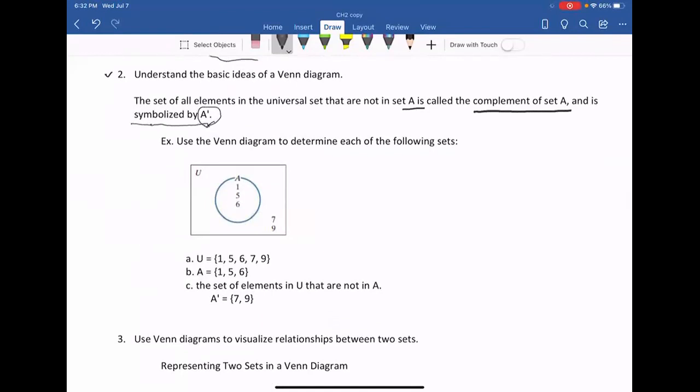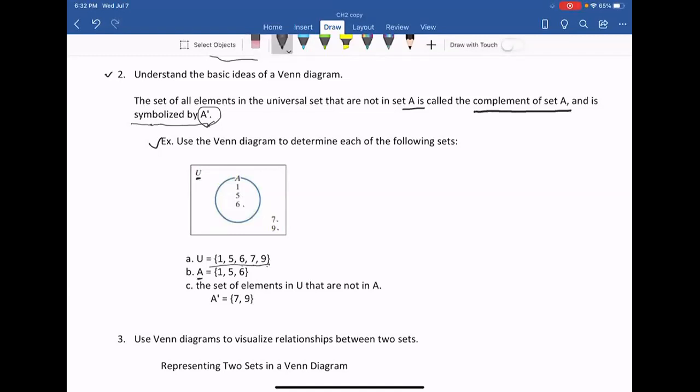Use the Venn diagram to determine each of the following sets. So here you see a Venn diagram, and U is the universal set. It contains every element, including 1, 5, 6, 7, 9. So the universal set equals the set 1, 5, 6, 7, 9. The set A is here.